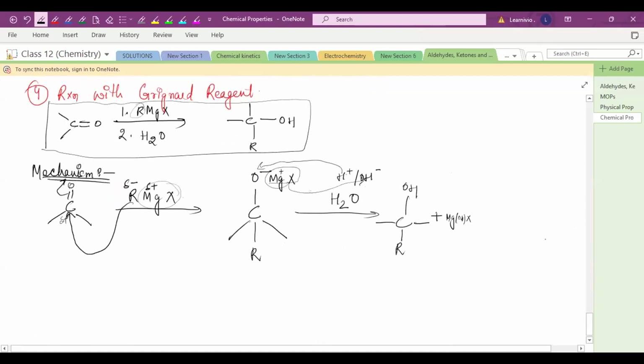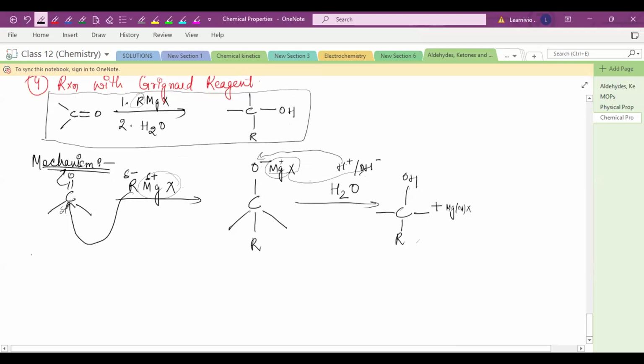Is it clear? Yes, ma'am. You can see this is the product. Carbon. And again, the same thing will happen. The OH group and the alkyl group of the Grignard reagent will get attached to the same carbon. Okay, you have to make the attachment on the same carbon. So if it is clear, then let's do the other questions.